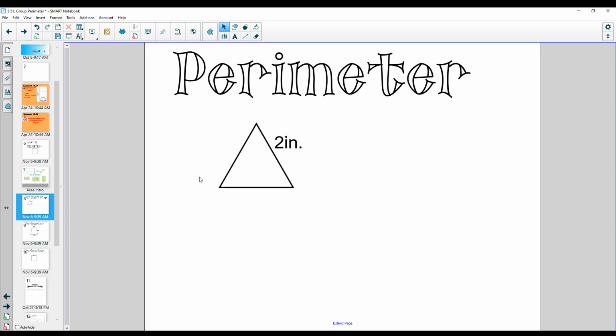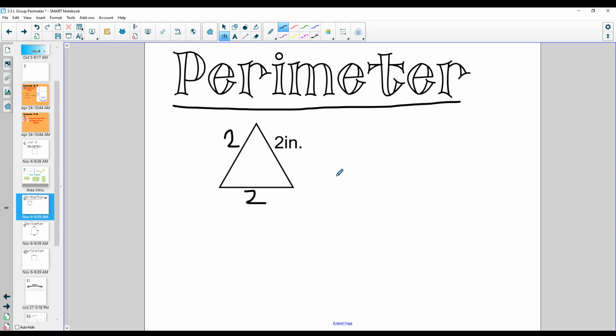So if we look, we have a triangle here, and this is an equilateral triangle, which means all sides are equal, and we know the measurement of this side is 2. Then we know that this side is 2, and this side is 2. So then we have to add up each of the sides to get the perimeter. What is the perimeter of this shape? 2, 4, 6. 6 inches. That's the perimeter of this triangle.